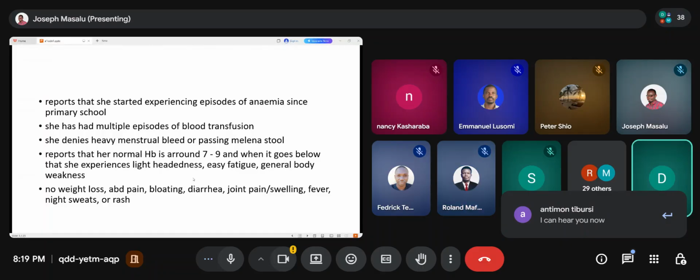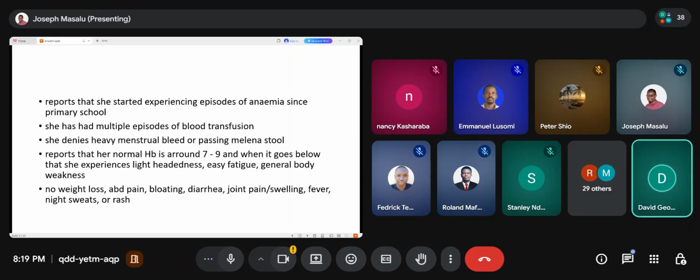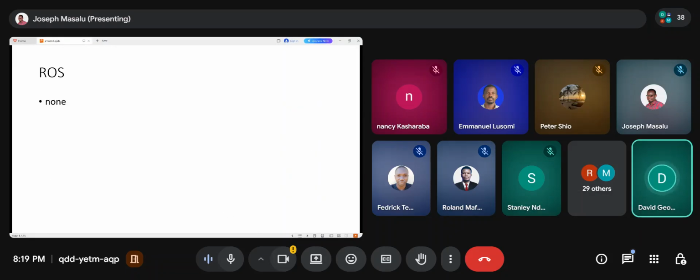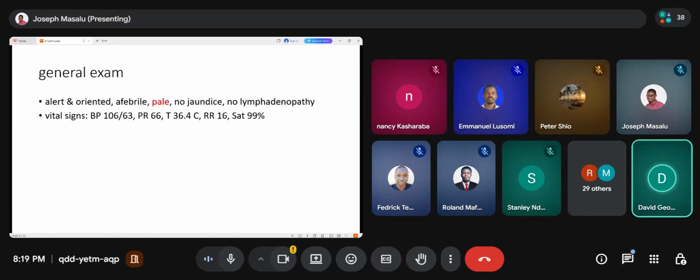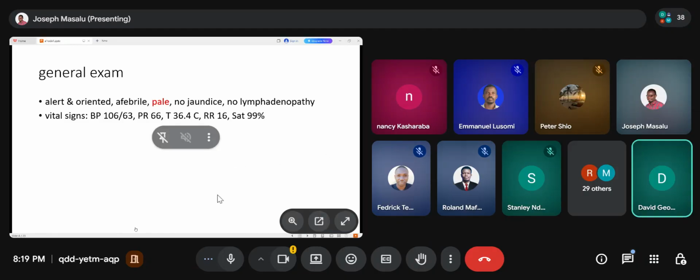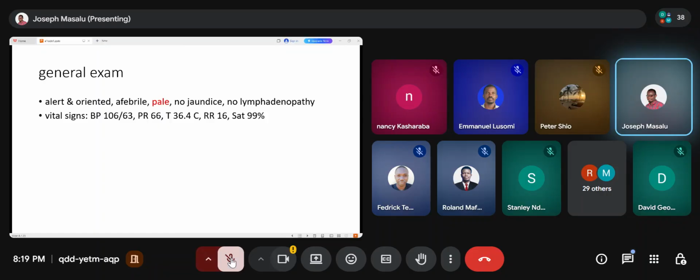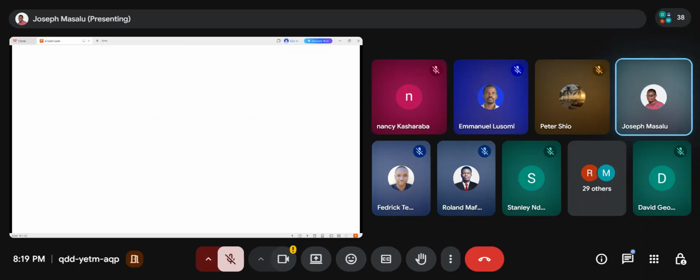Okay. So a number of things. Joseph, maybe not, because I have not picked any signals that can help me narrow down. Let's just proceed to the initial labs, and then I can discuss from there. Okay, so let's see the labs.